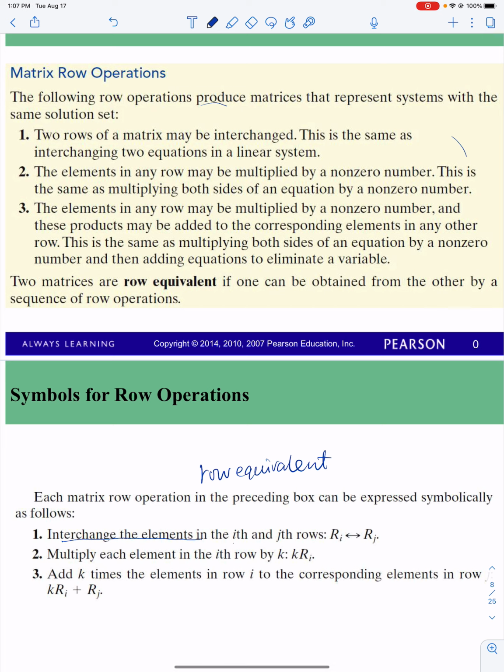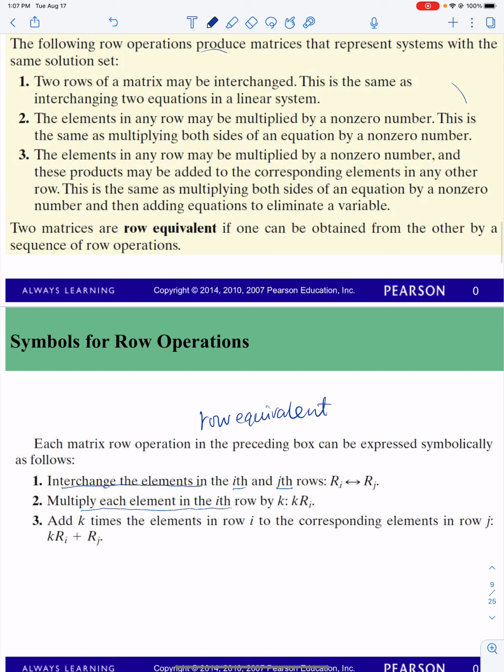Interchange the elements in the i-th and j-th rows. You can interchange them. You can multiply each element in the i-th row by a number k. And you can add k times the elements in row i to the corresponding elements in row j. So what you have is k R_i plus R_j. That's okay too.